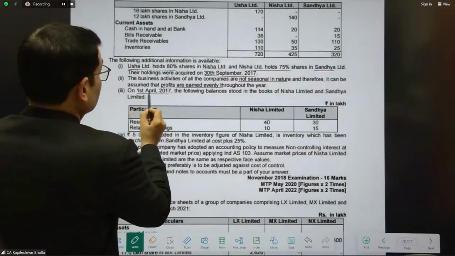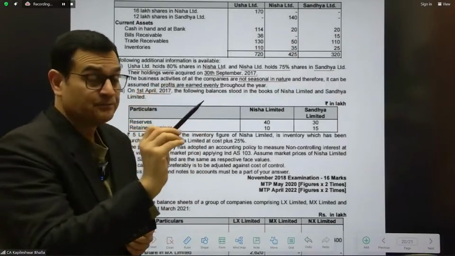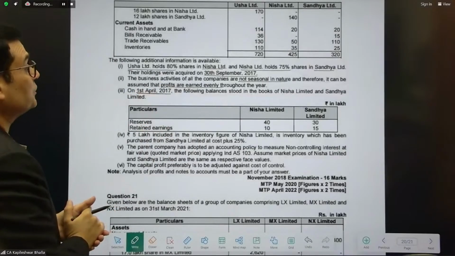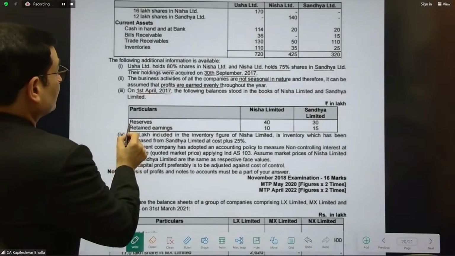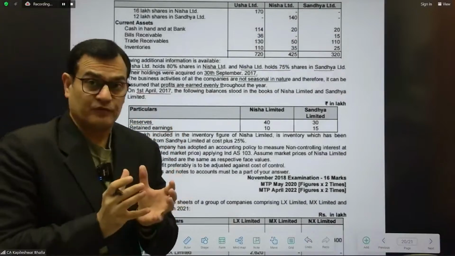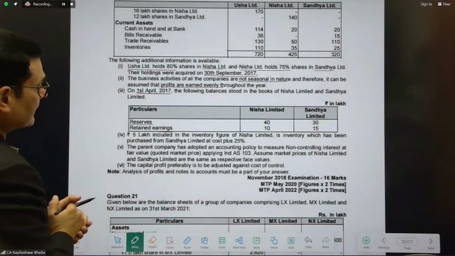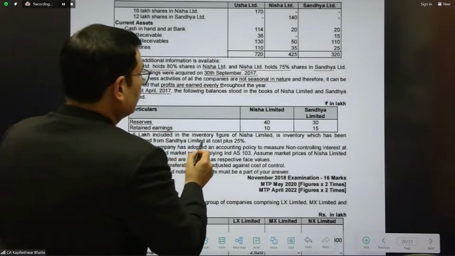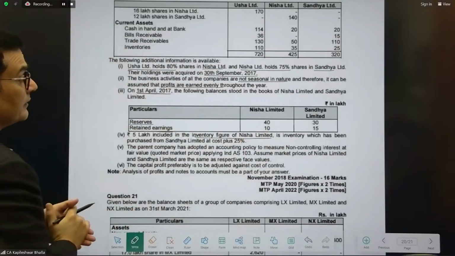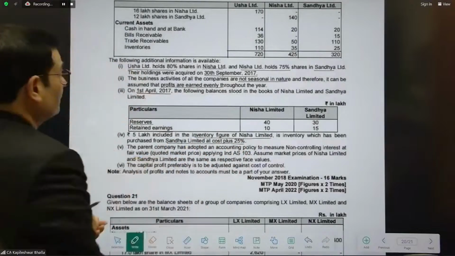Then on 1st April 17, not on the date of acquisition, but at the beginning of the year, mind you, we're given the status on 1st April. The balances in the books of Nisha and Sandhya are given. So we're given the position of reserves and the retained earnings, so the component of other equity in the balance sheet is defined. Then it says 5 lakh is included in the inventory figure of Nisha, which was purchased from Sandhya at cost plus 25%.